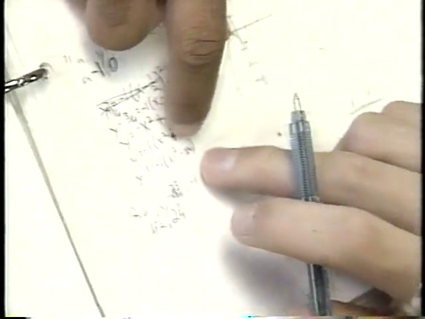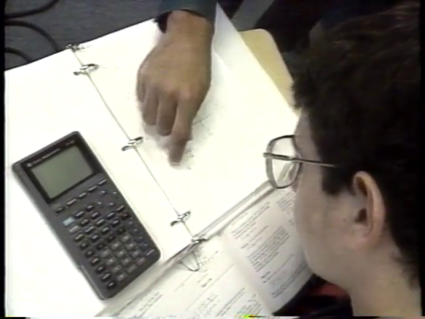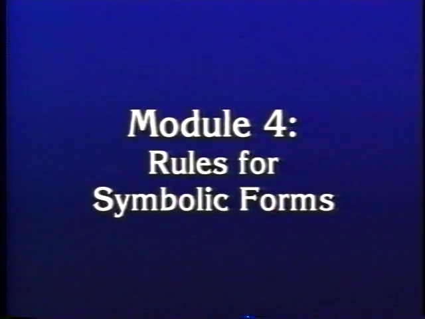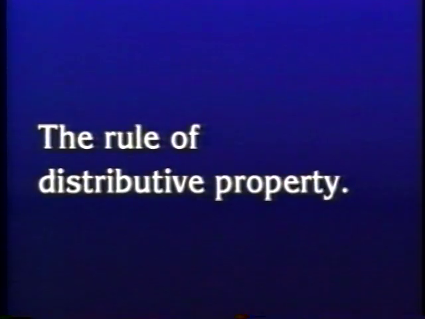What did you really add to the right side? I've got the -1 out front. And the same applies to algebra. So the question is, what do I need to add to the left side to balance it? In this module, you'll learn about the order of operations in symbolic forms and the rule of distributive property.